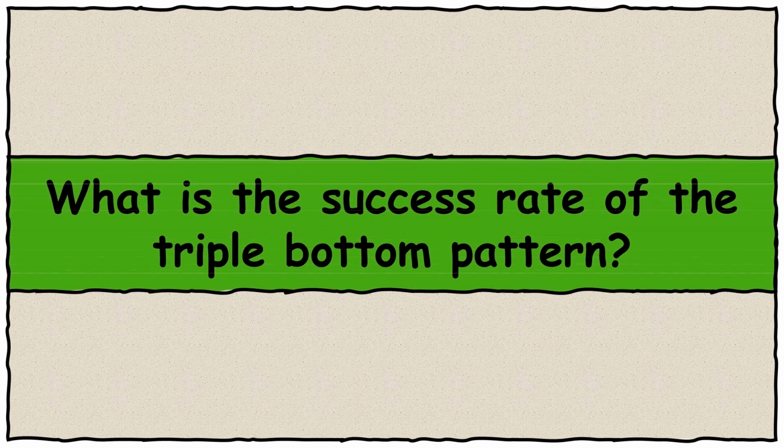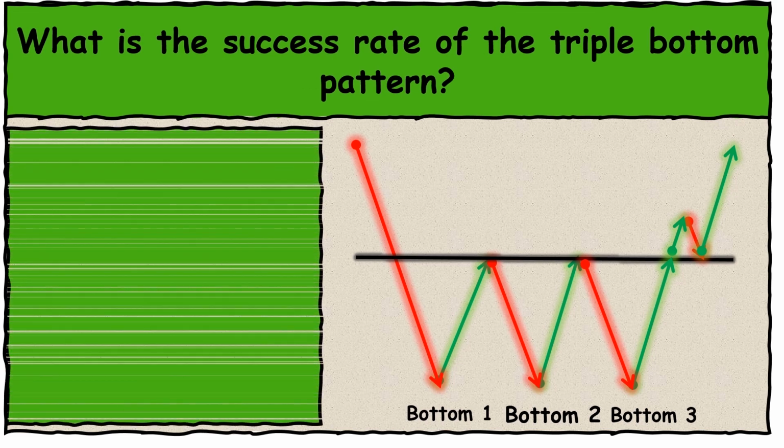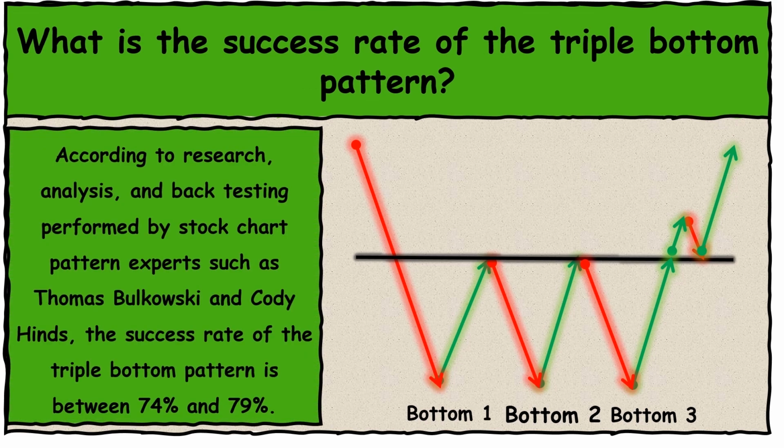What is the success rate of the triple bottom pattern? According to research, analysis, and backtesting performed by stock chart pattern experts such as Thomas Bulkowski and Cody Hines, the success rate of the triple bottom pattern is between 74% and 79%.